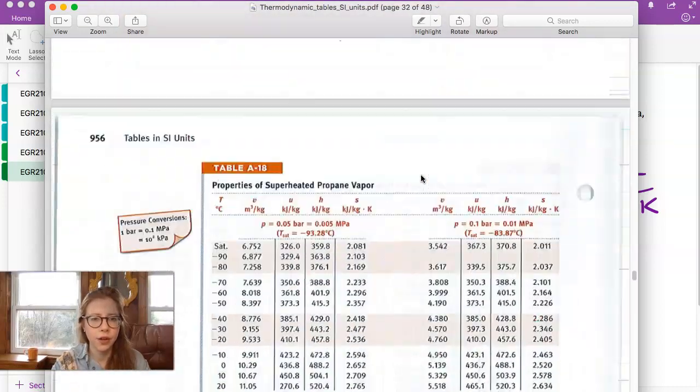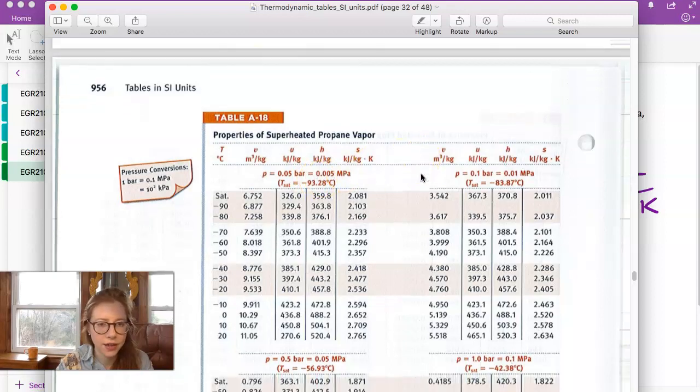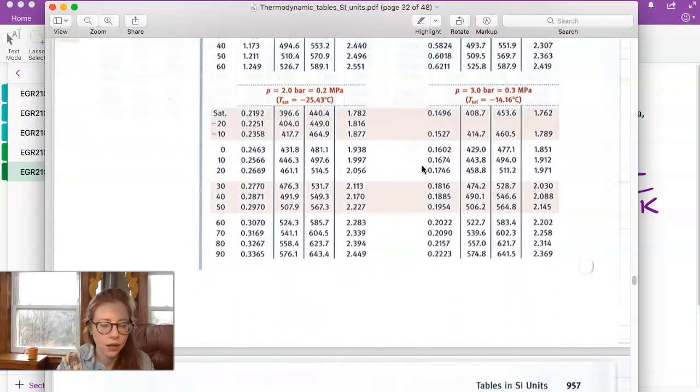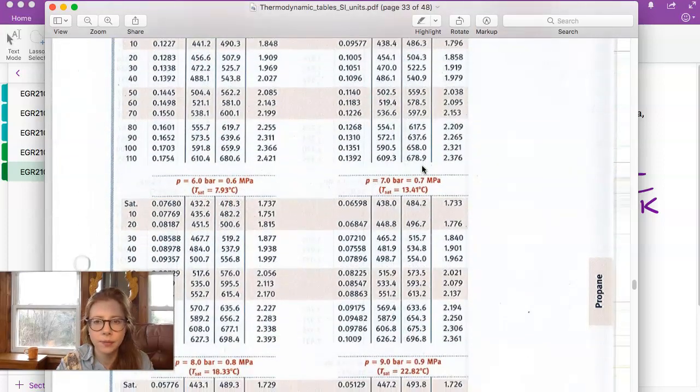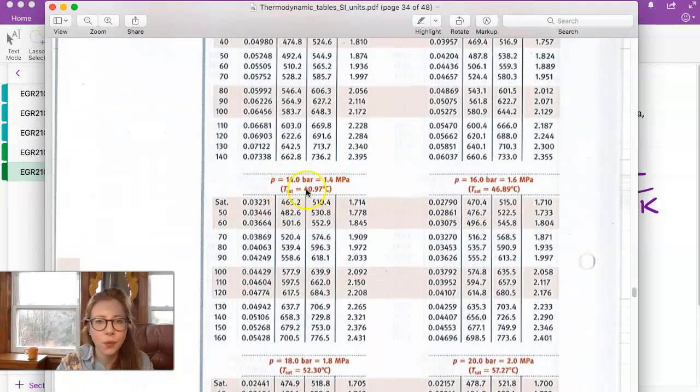Okay, so now for propane, we are starting at a pressure of 1.4 megapascals and 60 degrees Celsius. So let's look at superheated, since that's a pretty high temperature for propane. So 1.4 megapascals. And yep, Tsat is 40, almost 41 degrees Celsius. So at 60, we are going to have an entropy of 1.845 kilojoules per kilogram Kelvin.